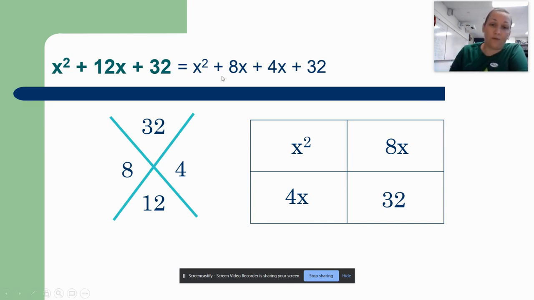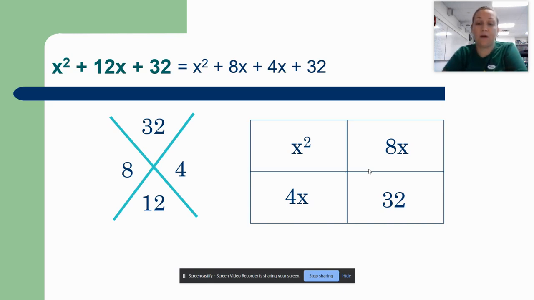If you don't want to write out the 4 terms right here, what you can do for filling in the box is you can take the first term from the problem and put it in the first box. You can take the last term from the problem and put it in the last box. And you're going to take the middle term, and again, we're going to split it up into an 8x and a 4x, and those go on the diagonal. So the middle term split up goes on the diagonal. And again, it doesn't matter which one goes where. You'll get the same answer either way.